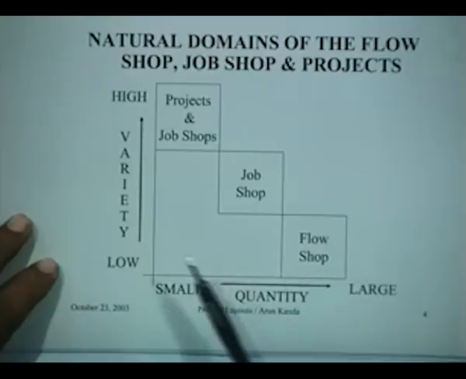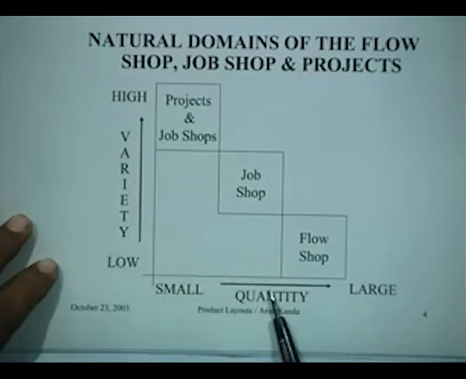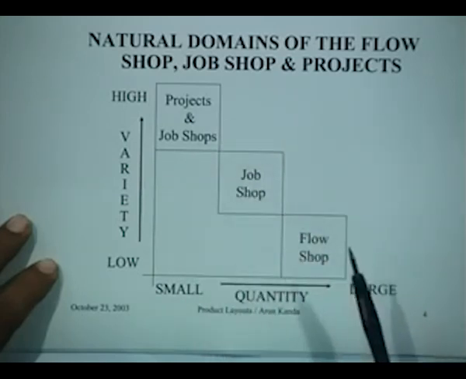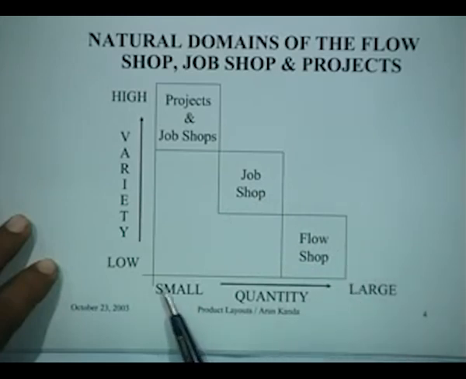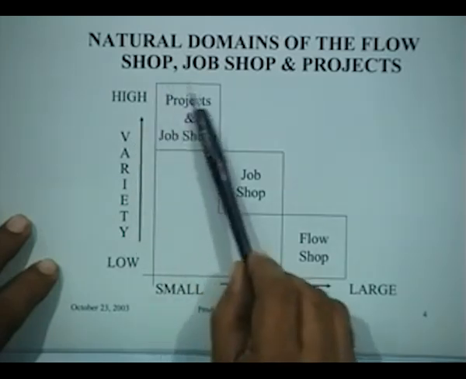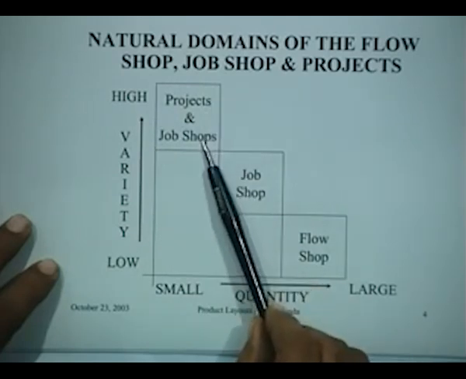This particular diagram, which shows a plot of the product variety versus the quantity, in fact brings out very beautifully the natural domains of the flow shop, the job shop, and the project. For instance, if your quantities are small but the variety is large, then this particular domain is the domain of the project and the job shops primarily.